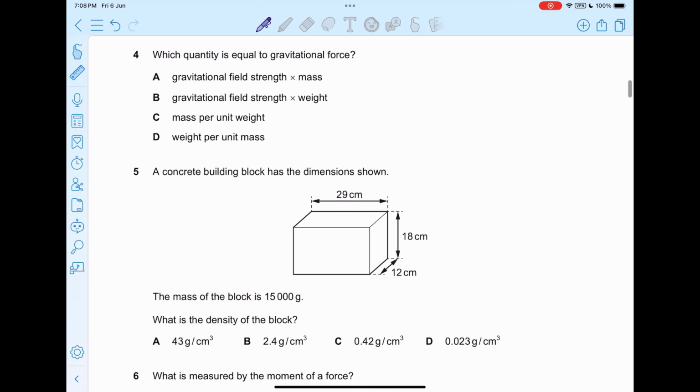Number 4, which quantity is equal to gravitational force? So gravitational force is basically just the force, or the weight. So F is equal to ma, and acceleration in this case should be the gravitational field strength. So out of all the choices, it's only A. So the answer is A.